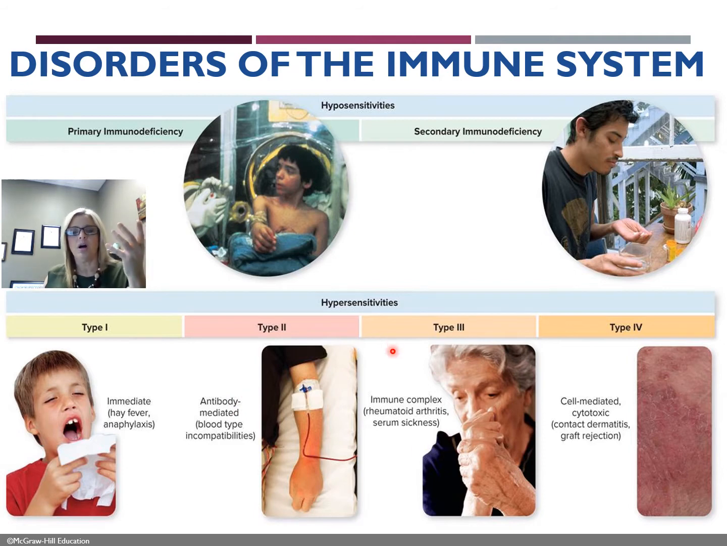Type 3 is immune complex, and this is where you get things like rheumatoid arthritis. It's called complex because you're going to actually have a binding between what we call complement proteins and some immune cells and the foreign antigen, okay? So those things actually can gather up and kind of sit in your joints, causing problems. And then we have our cell-mediated cytotoxic, which is sometimes called delayed hypersensitivities. So if you've taken this class before, this would be our delayed. This is where you're going to have things like contact dermatitis, but also organ or graft transplants.